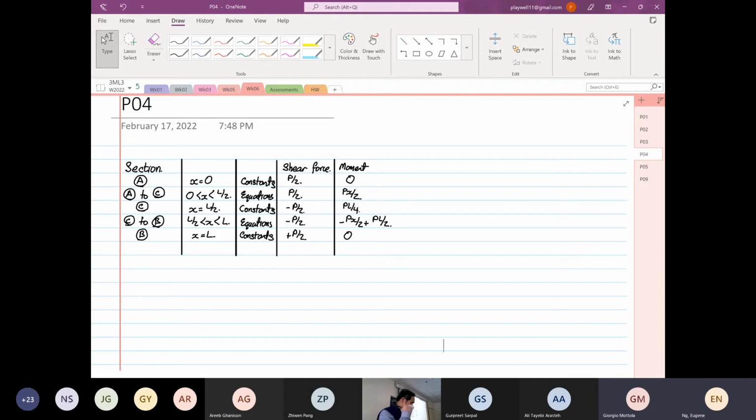Right, so I've just listed down the shear force and bending moment equations. Okay, so now we're going to sketch them. This is still simply supported, yeah. So we are going to sketch them.